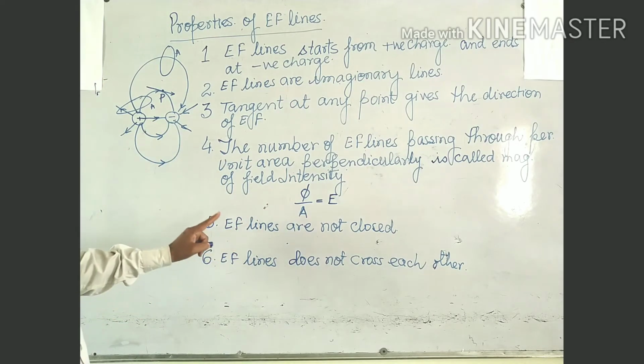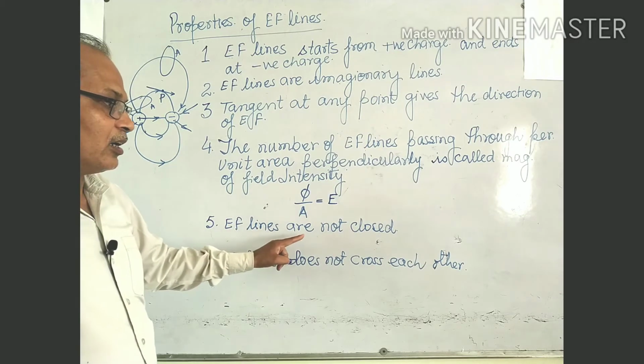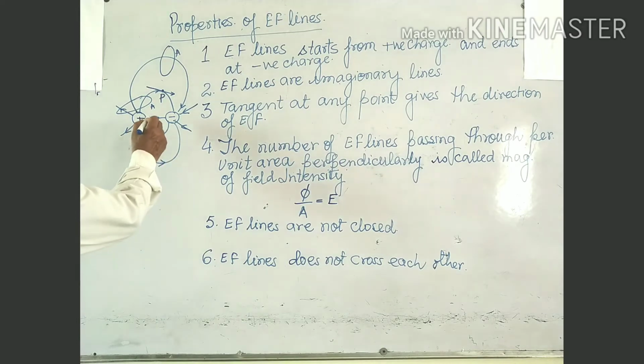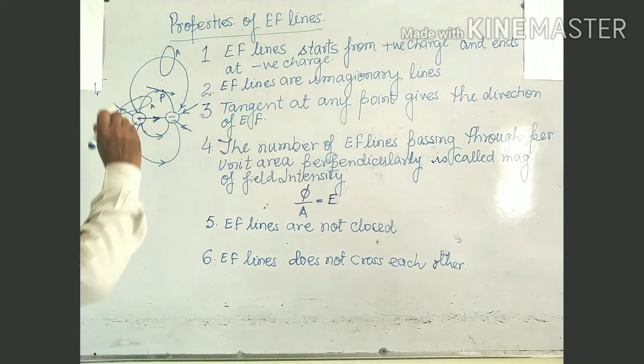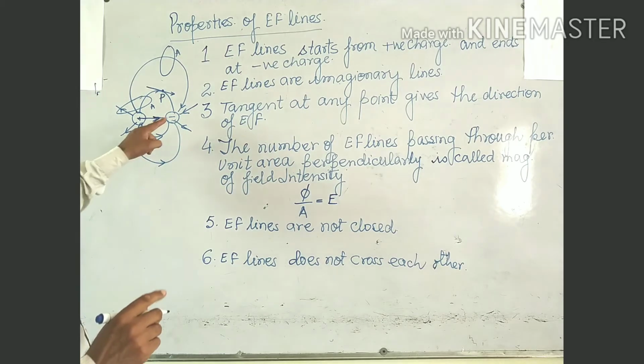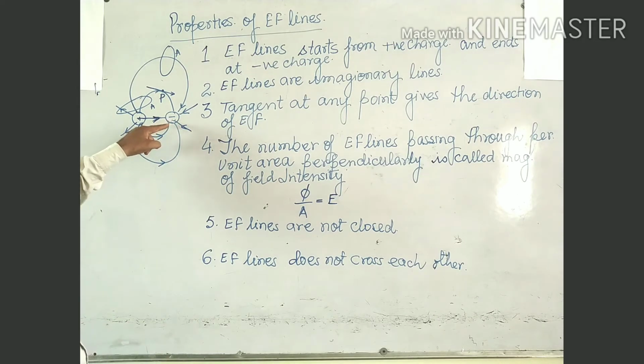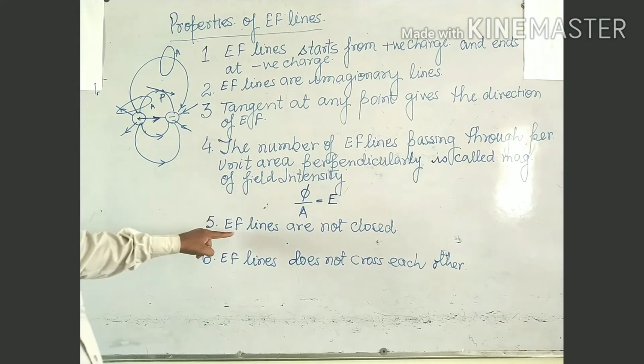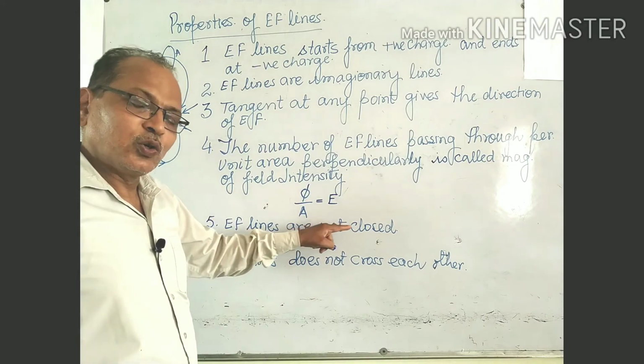Fifth point, electric lines are not closed. It means these electric lines originate from the positive and end at the negative. It is not possible that an electric line again comes from the negative and ends at the positive. No, they start from positive and end at negative. Therefore, electric lines are not closed.